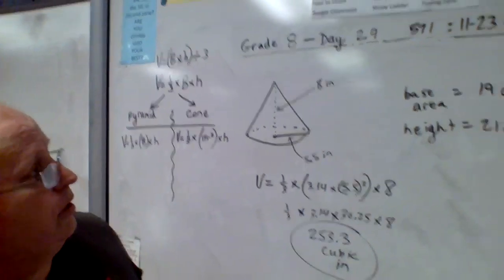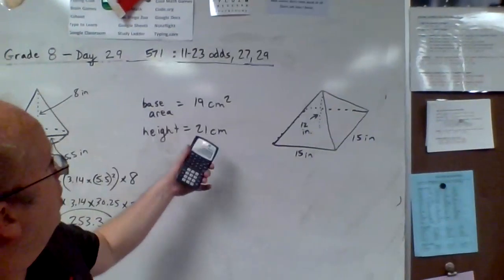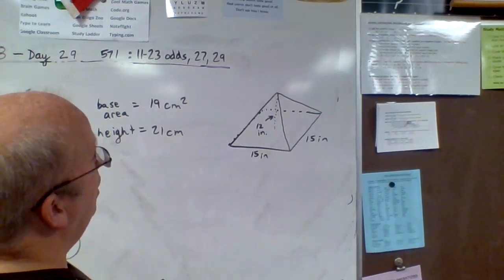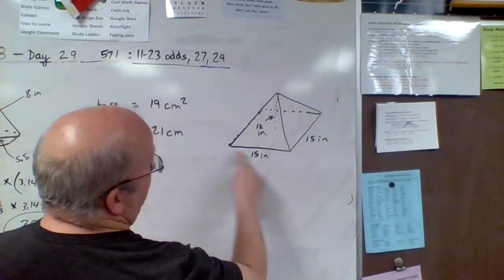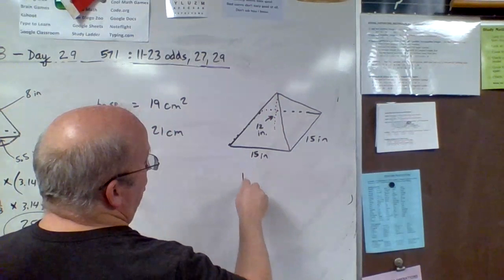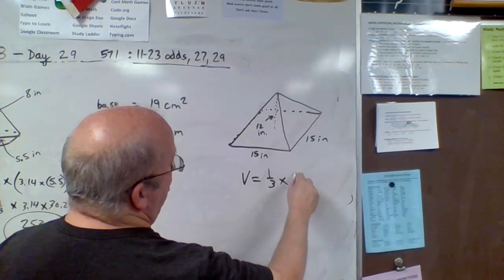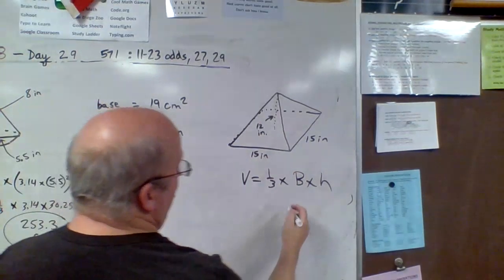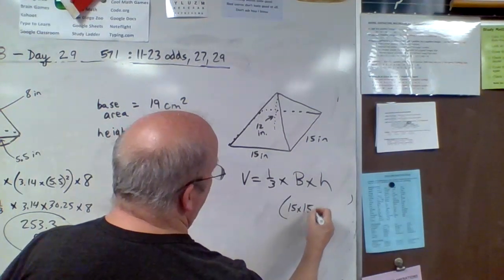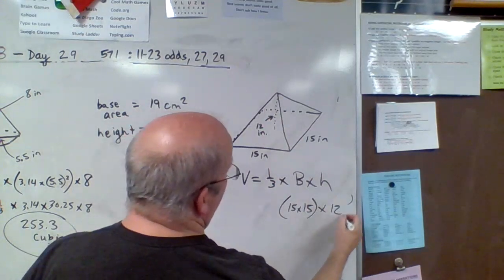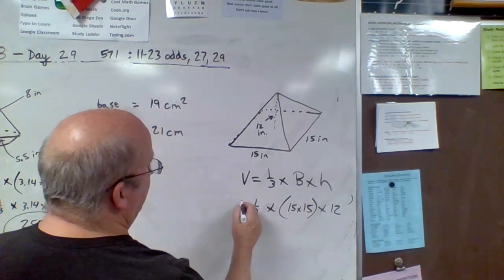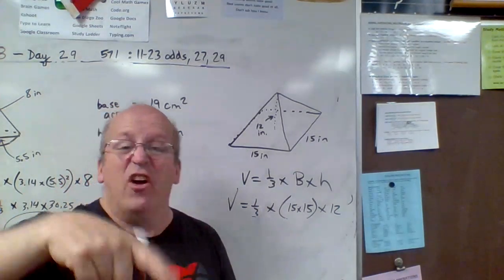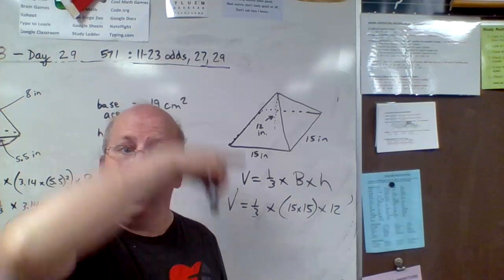Let's take a look at this one right here, where we've got, hopefully you can tell, it's kind of a bad drawing, but it's a square base, see that? 15 by 15 with a height of 12. Our formula says volume equals 1/3 times capital B times H. So what is the area of our base? Our base is 15 by 15, right? It's a square. Our height is 12, right? And we still got that 1/3 out front, right? Volume equals 1/3 times the area of the base, a square, times the height of 12.